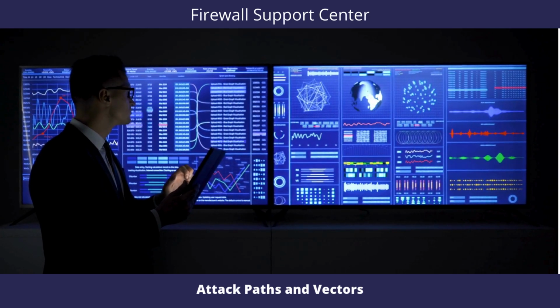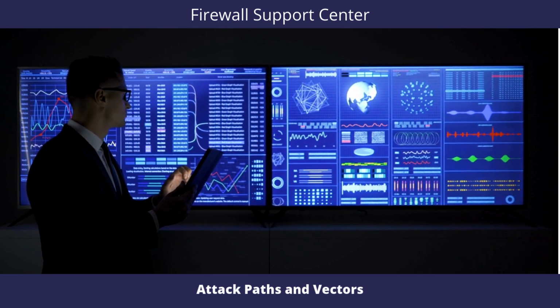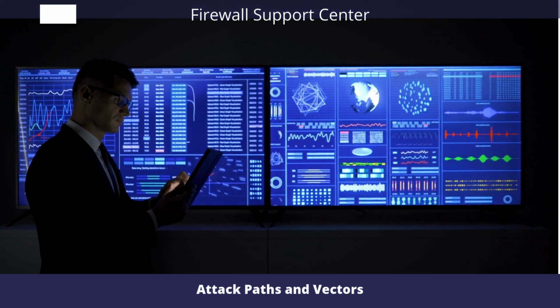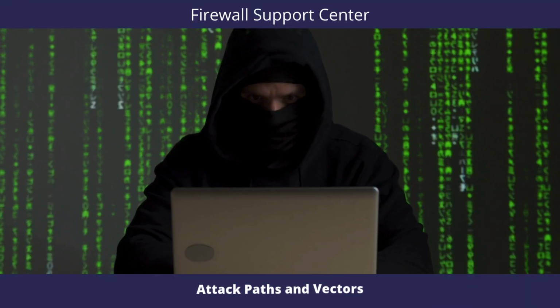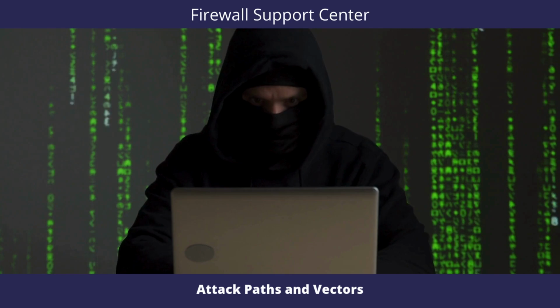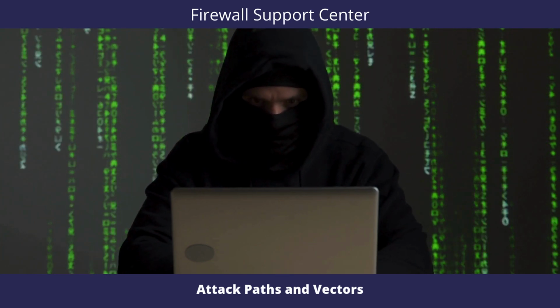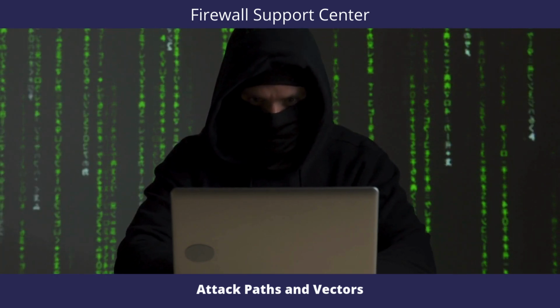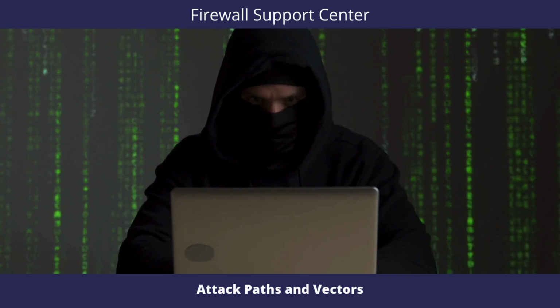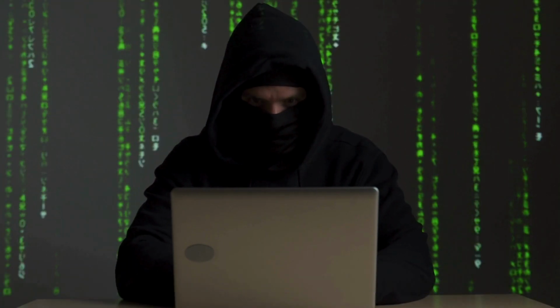Attack vectors can be categorized into three types: electronic social engineering, physical social engineering, and technical vulnerabilities. Often, multiple attack vectors are combined, forming what's known as an attack path. An attack path is a sequence of events where different vectors are exploited. For example, gaining physical access could be the first step before infecting a server.